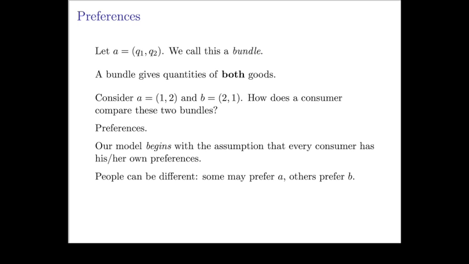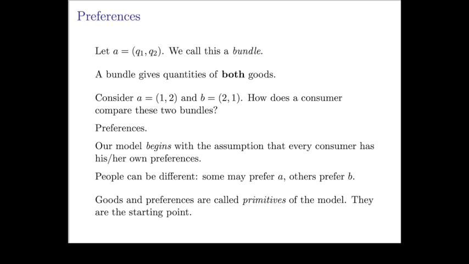Well, their preferences tell us how they can compare the two bundles. So our model begins with the assumption that every consumer has well-defined preferences. Where do those preferences come from? We're not going to try and analyze that. We're going to take as a starting point those preferences. Now, different people could be different. Some people might prefer bundle A, some people might prefer bundle B. So the goods and the preferences are what we call primitives of the model. So they're sort of the starting point.